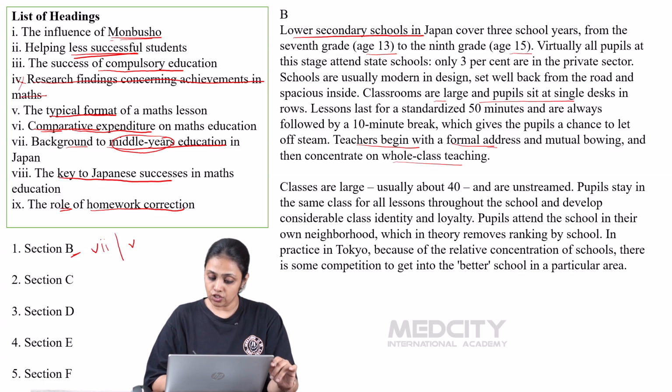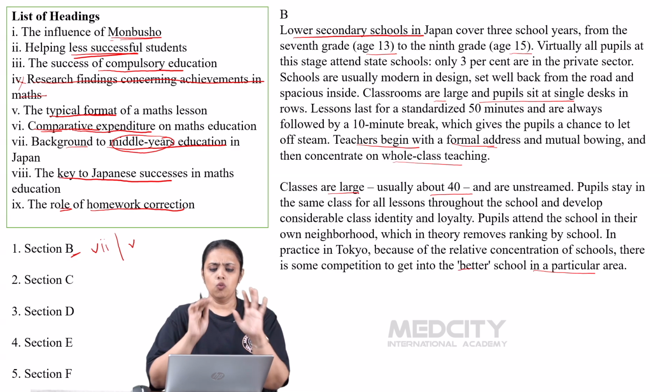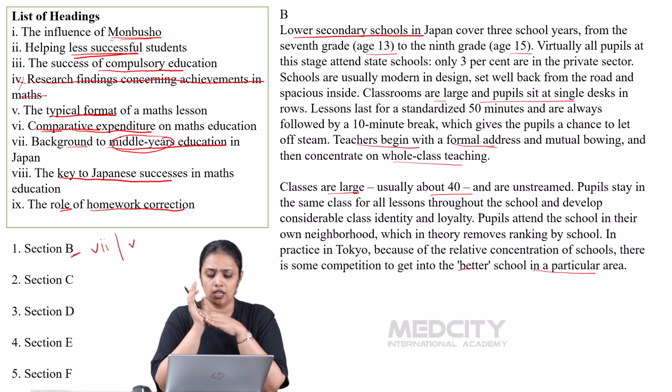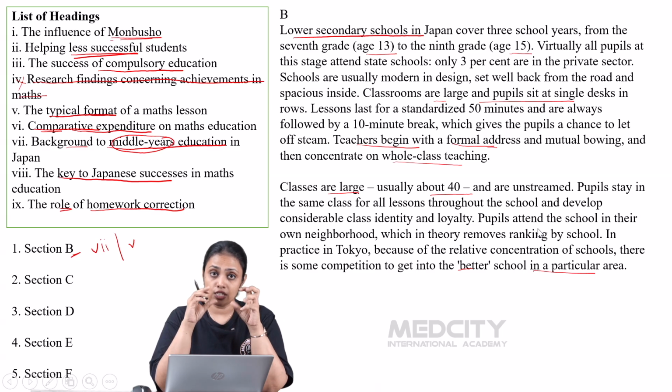Then classes are large, usually about 40, and are unstreamed. Pupils stay in same class for all lessons throughout the school and develop considerable class identity and loyalty. Pupils attend the school in their own neighborhood, which in theory removes ranking by school. In practice in Tokyo, because of the relative concentration of schools, there is some competition to get into better schools in a particular area. Now, in general, what are they talking about in these 2 paragraphs or in section B?